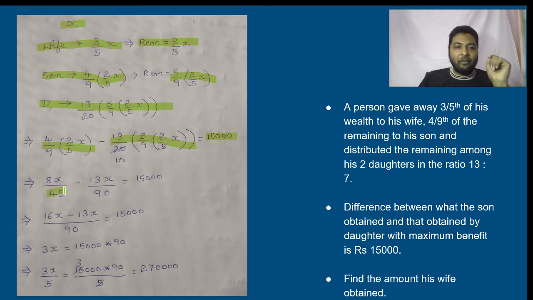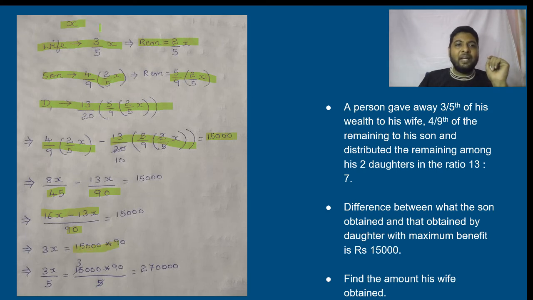LCM of 45 and 90 is 90. So take the denominator 90. 45 became 90, so 8x becomes 16x. 16x minus 13x by 90 is equal to 15,000. 16x minus 13x, which is 3x, is equal to 15,000 into 90.